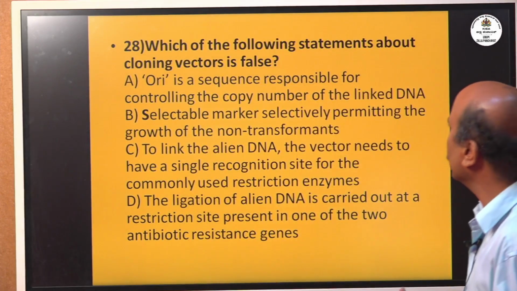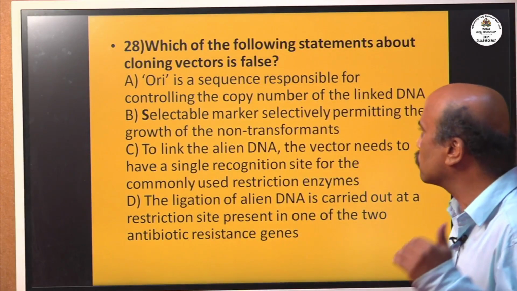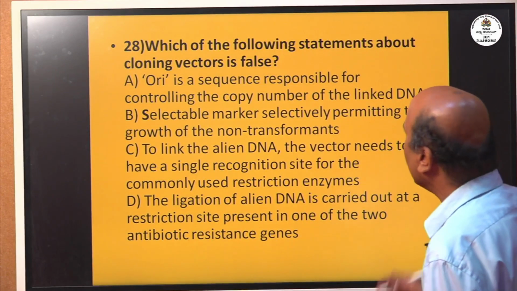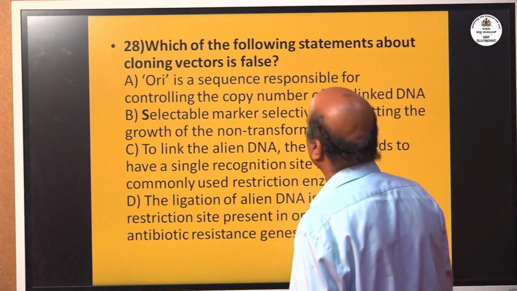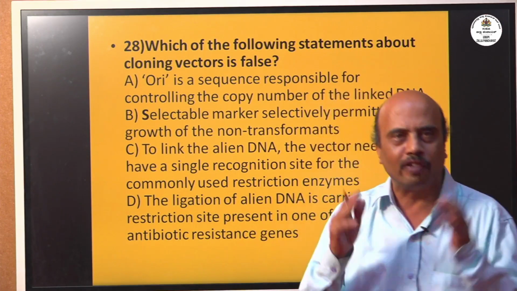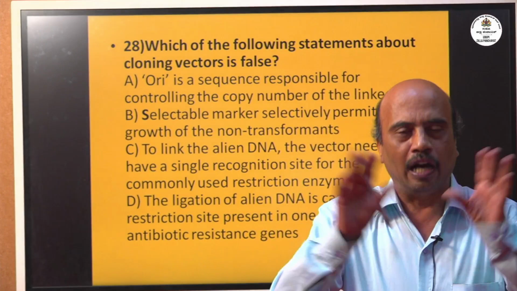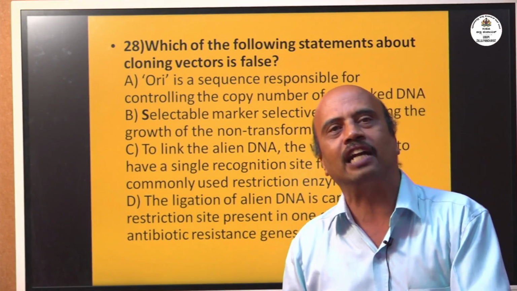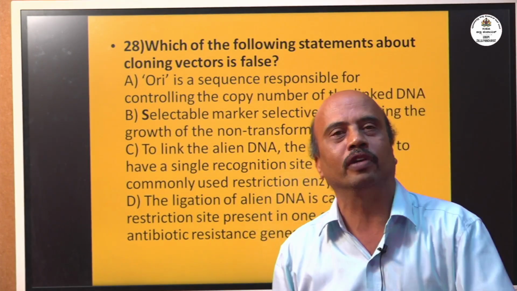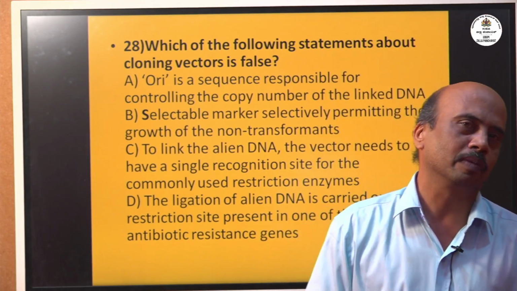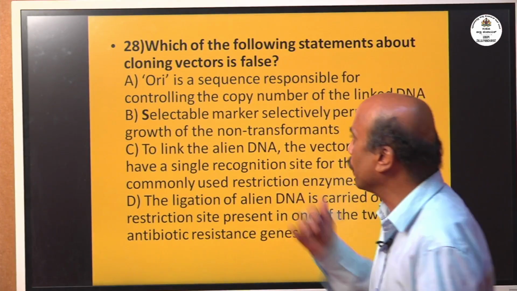Which of the following statements about cloning vector is false? See here. ORI is a sequence responsible for controlling the copy number of the linked DNA. I have already told ORI is not only used for the origin of the plasmid, but also it is tagged with how many copies should be in a cytoplasm. So, it is tagged with copy number, that is correct.